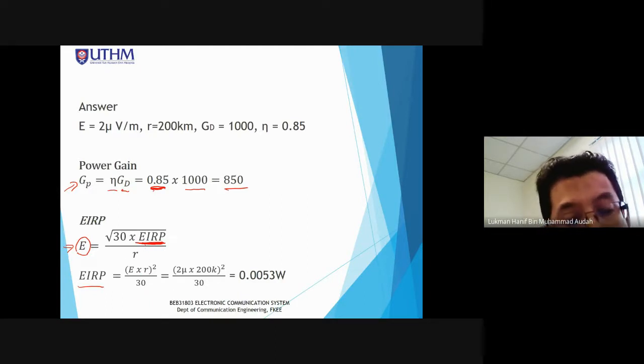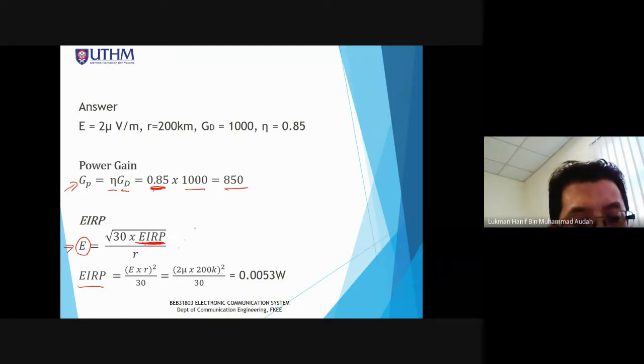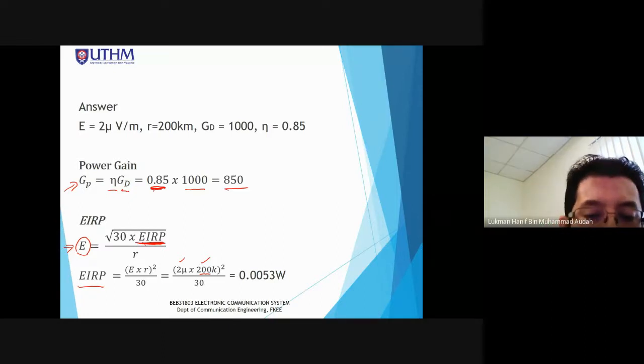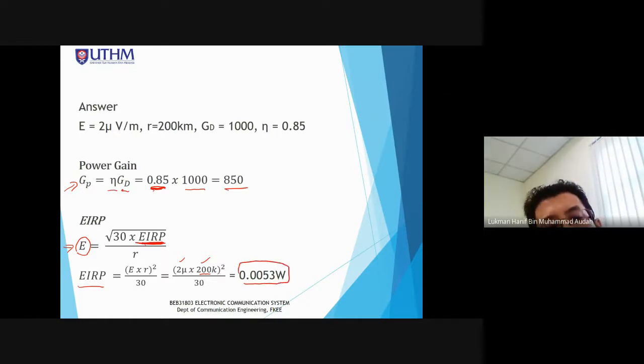Ini kita susun balik equation dan kita akan dapat E field multiplied with the distance 200,000. Remember 200,000. Careless mistake pelajar selalu berlaku di sini. Dia letakkan nilai 200 sahaja. Sebenarnya dia adalah 200,000. Okay. Divide with 30. So we get 0.0053 watt. Okay, remember EIRP unitnya adalah watt. Dia adalah power didarabkan dengan gain.